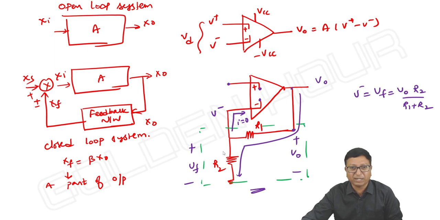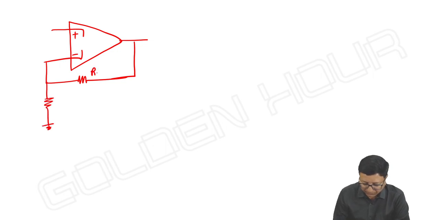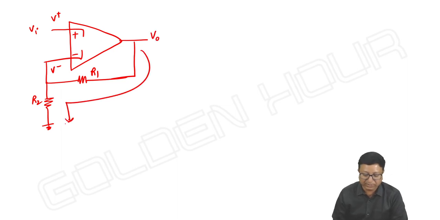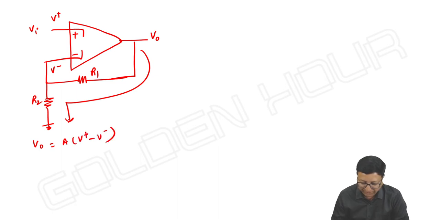The same circuit I am rewriting here with some input. V minus, V plus. Here I am applying some input and V output here. Entire current is going like this, as I told. So VF or V minus, both are the same. We know that V output is equal to A into (V plus minus V minus). Let me take it as equation 1.